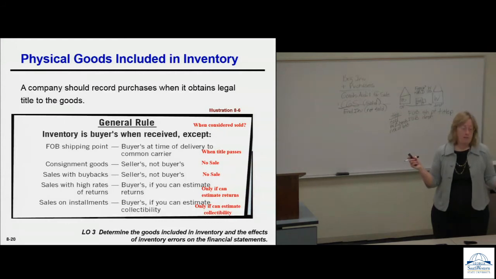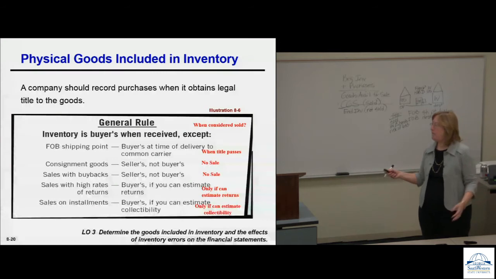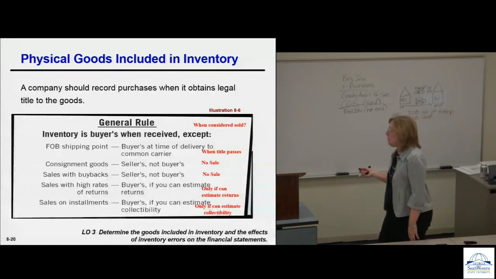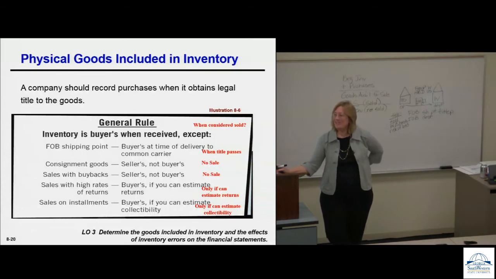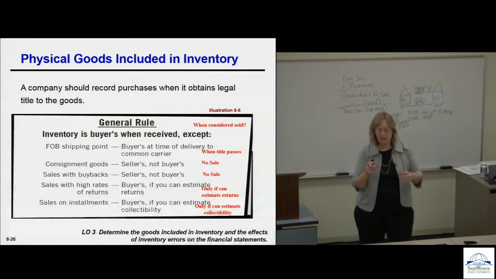We're creating a sale that's not really a sale. The problem is it's kind of hard to find the fact that there's a buyback agreement. If you're the auditor or whoever looking at the financial statements, how do you know that there is a buyback agreement? So this is a little bit difficult to find. But at any rate, this is no sale.